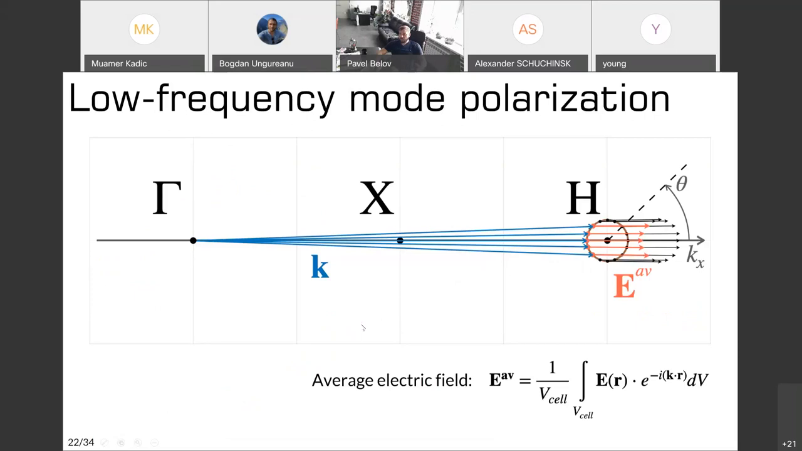The second step was to understand what the polarization of the mode is, and we applied exactly the same technique which I was already mentioning. We averaged the numerically calculated electrical field distribution in the unit cell, multiplied it by a wave function which corrects the phase change, integrated this, and we were amazed that the polarization of the mode which we studied is also longitudinal at low frequencies.